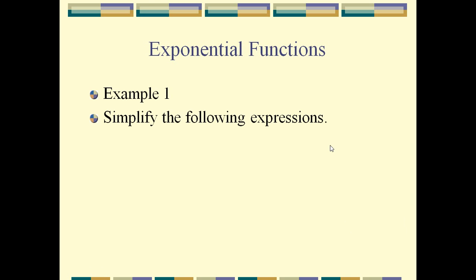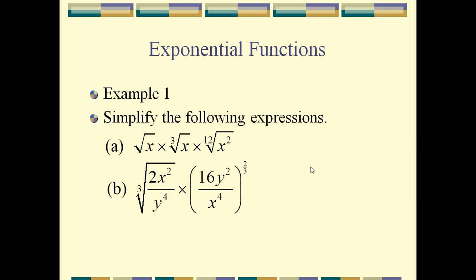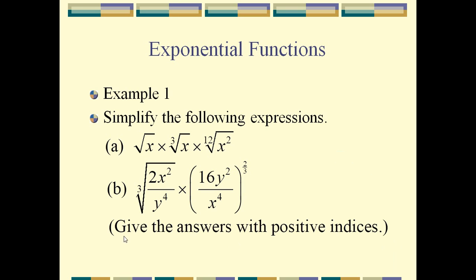Let's do some examples. Simplify the following expressions. When you want to do the simplification, we had better make sure that the exponents in the expression are positive. So we always give the answer with a positive index.